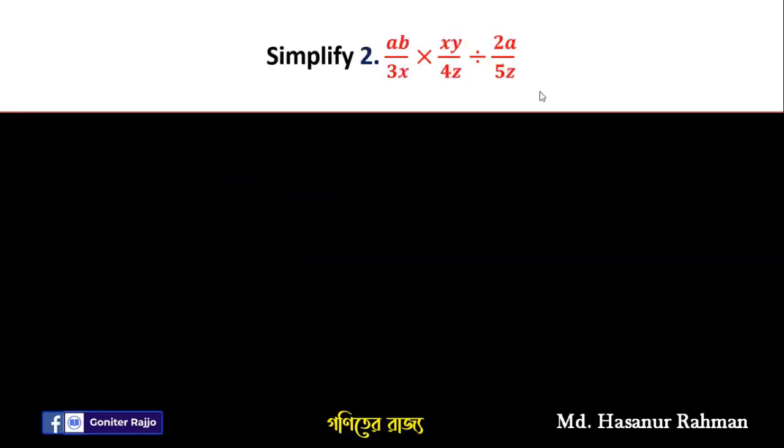Now, number 2. Number 2 says simplify ab divided by 3x multiplied by xy divided by 4z divided by 2a by 5z. So, you just have to convert this division into multiplication, nothing else. Look at this. ab divided by 3x, it will be unchanged, multiplied by xy divided by 4z, and we have to just convert this division into multiplication. So instead of division we have to write multiplication, and reciprocal of 2a by 5z will be 5z by 2a.